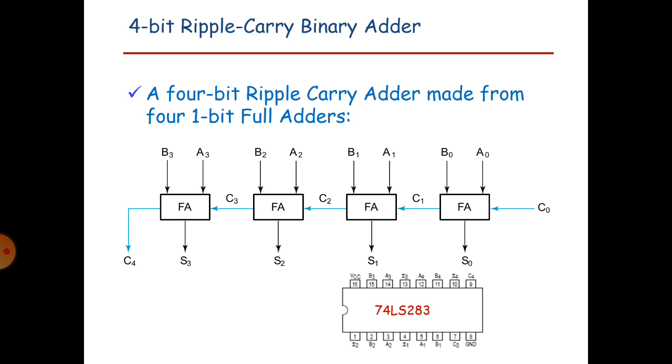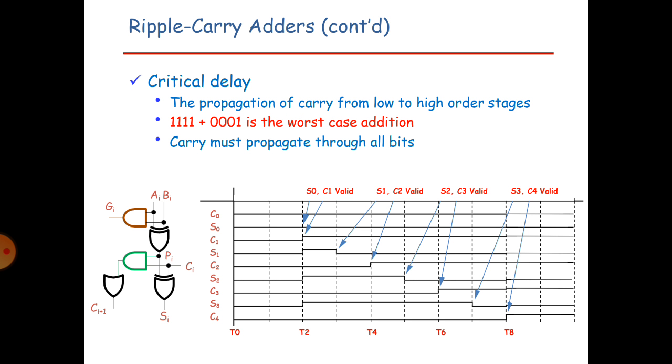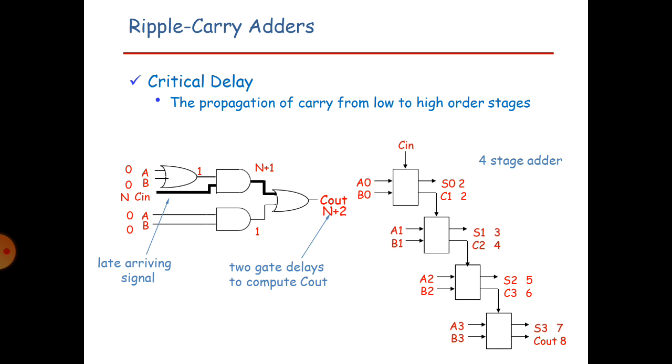The output carry of the first full adder will be given to the input of the next. The second output will be given to the third full adder circuit, and the output of the third full adder circuit will be given to the fourth full adder. The output of the fourth full adder circuit will be the carry. So this is the ripple carry adder. This circuit shows the ripple carry adder circuit.